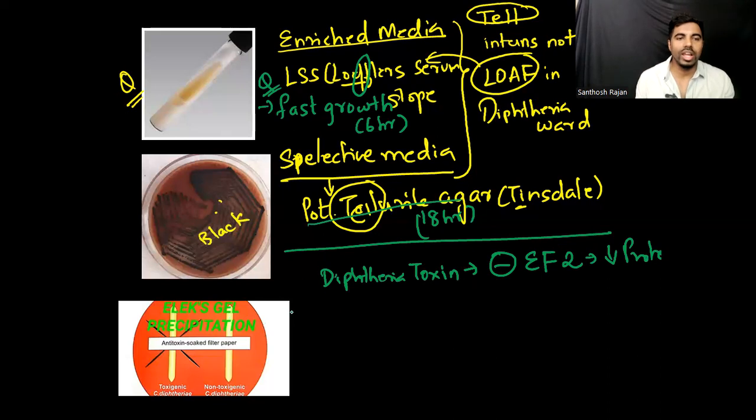So how to detect the toxin? The method is called Elek gel precipitation method. You put the antitoxin strip over the filter paper, put the strain, and see if a cross line forms. If the cross comes, then that is positive. So please remember Elek gel.